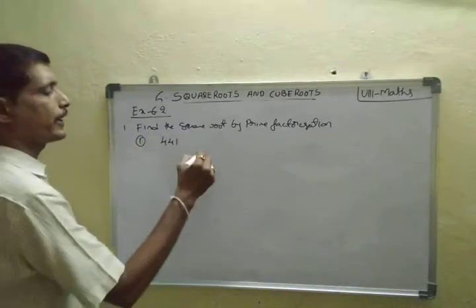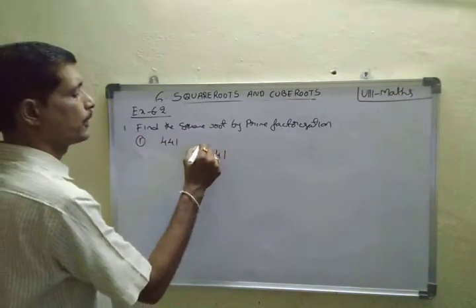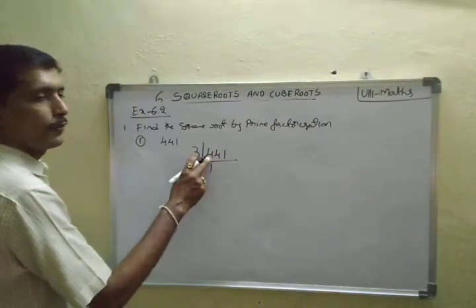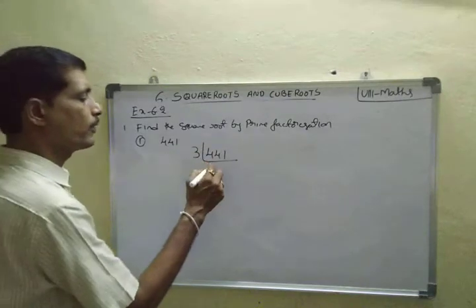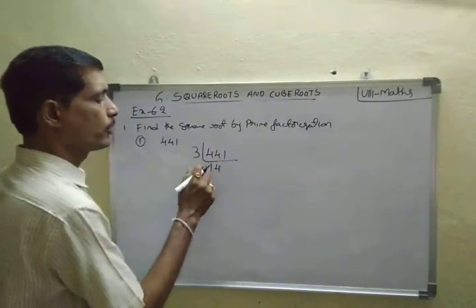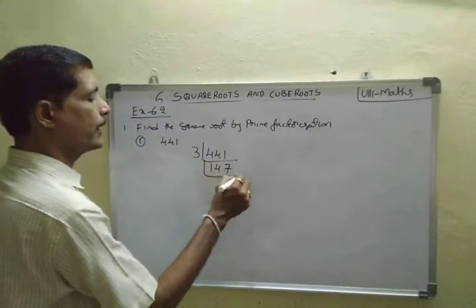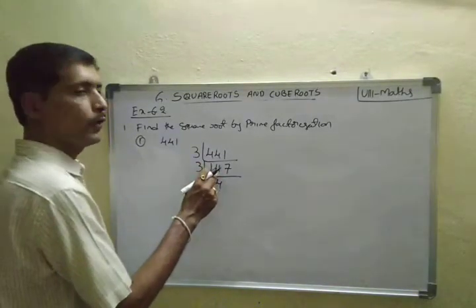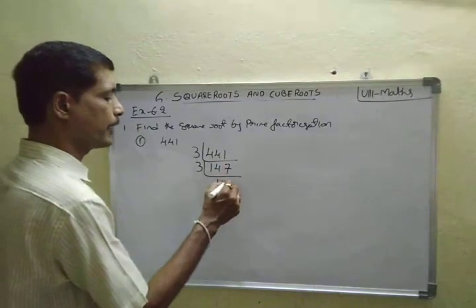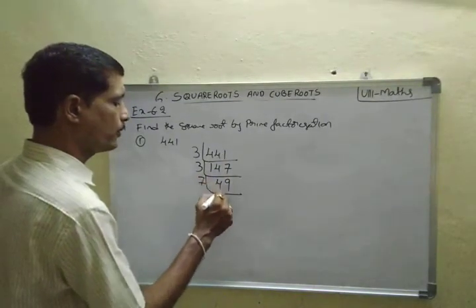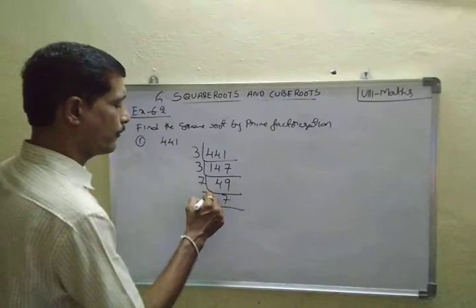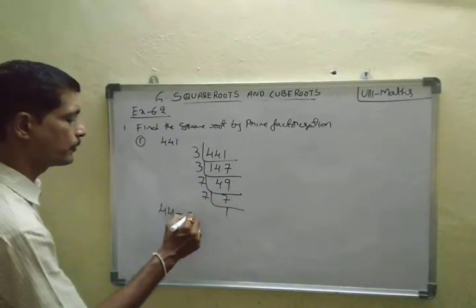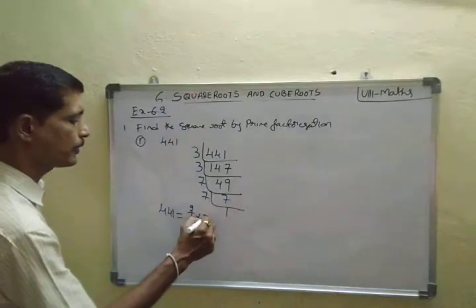Here 441 can be written as: 3 times 3 is 9, 4 minus 3 is 1, bring down 4, 14. Next 3 times 4 is 12, 14 minus 12 is 2, bring down 9, 49. Next 7 times 7 is 49. Therefore 441 can be written as 3 square into 7 square.